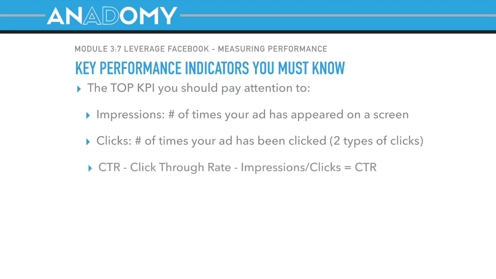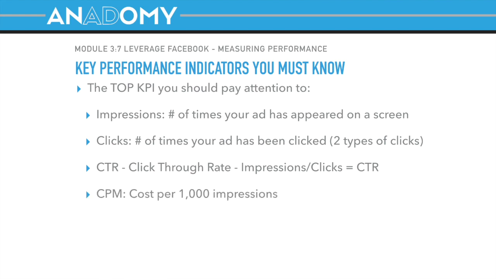The next indicator here is CTR, or click-through rate. Click-through rate is basically an inferred number that divides the total number of impressions by the number of clicks. It shows on a percentage basis the number of people that see your ad versus the ones who take action and click.